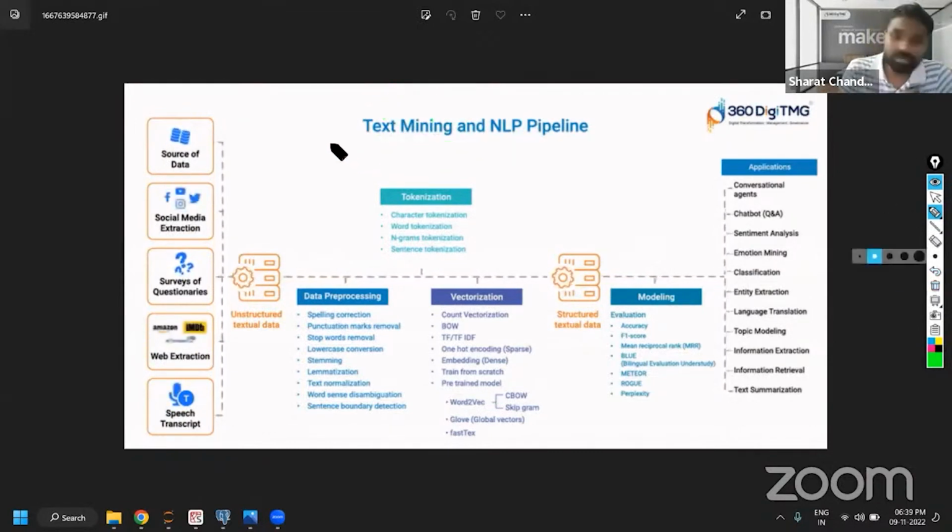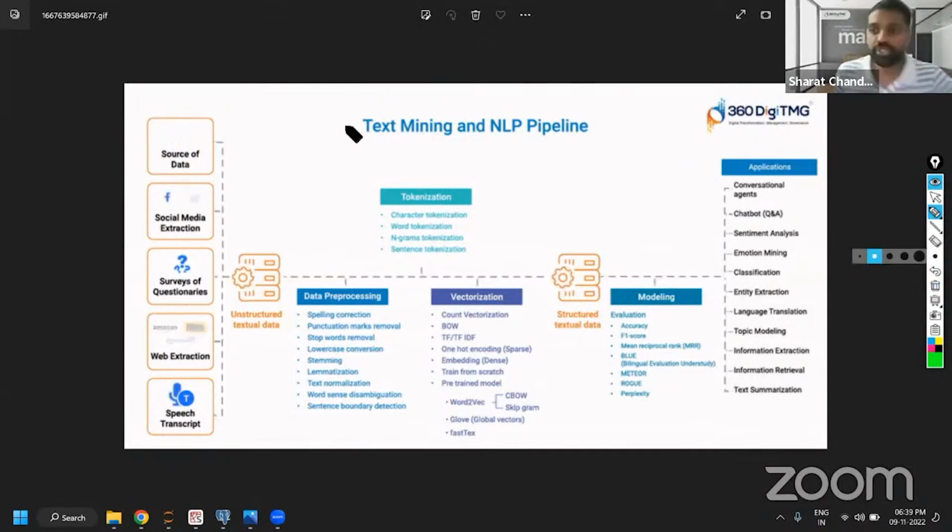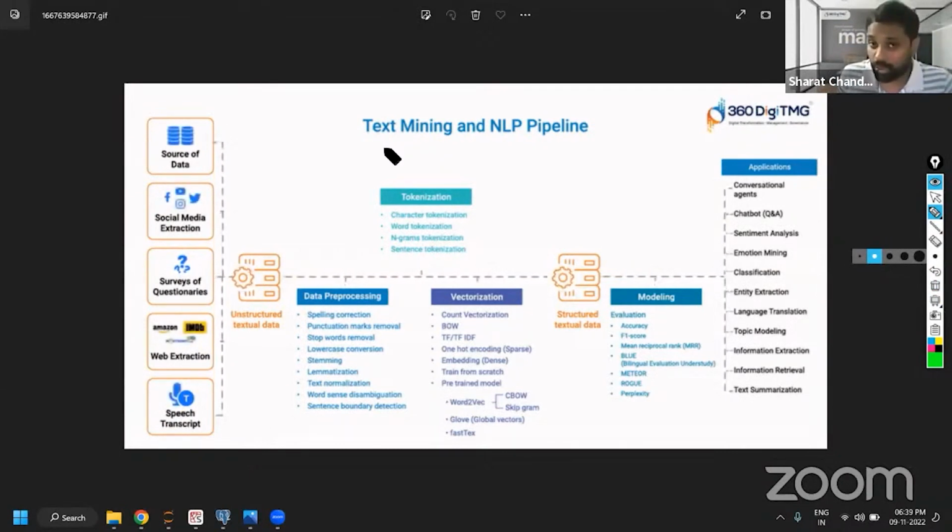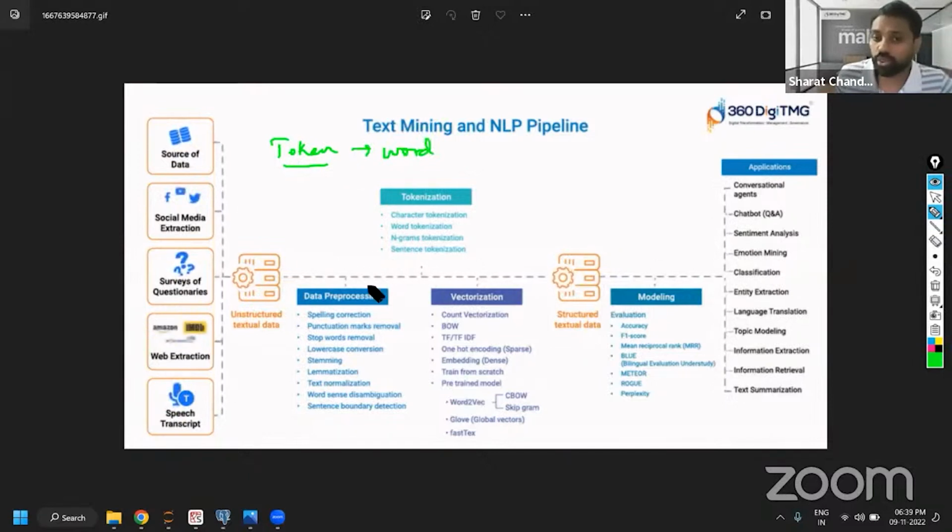So any text data that you have, first you have to break it down to smaller quantum. And the least quantum that you see in the text data is nothing but a token. Token is nothing but a word. So we'll also do tokenization, and converting these words into something called a structure format. Right? So tokenization is the process.